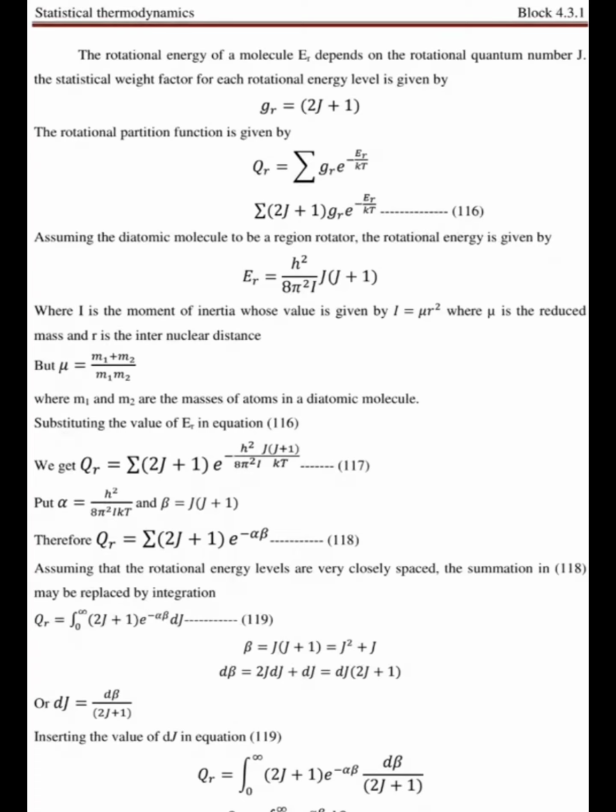The rotational energy of a molecule. If the molecules are rotating, we are going to calculate the partition function for that. The rotational energy of a molecule, ER, depends on the rotational quantum number, so it mainly depends on the quantum number of that molecule, which is denoted by J. Further, there is also the statistical weight of each rotational energy level, given by GR is equal to 2J plus 1, where ER is nothing but the rotational energy.